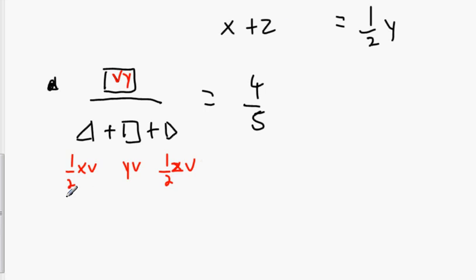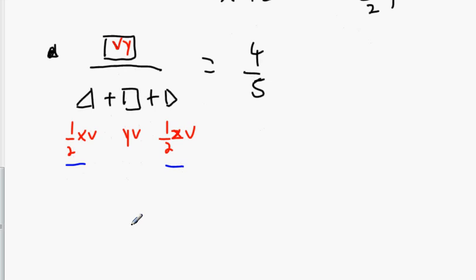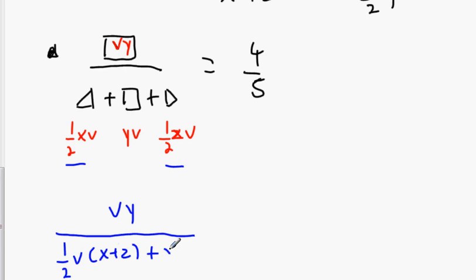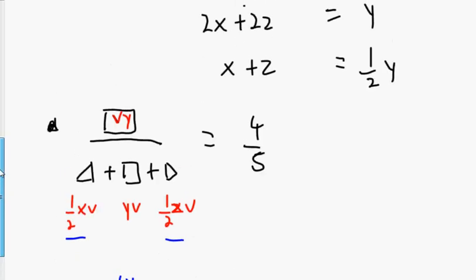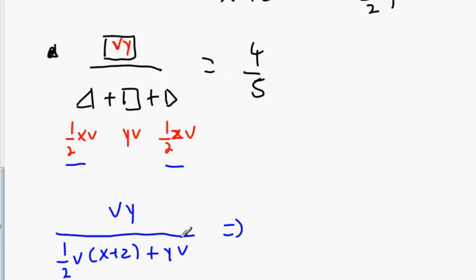Now, you're going to notice that what comes in front of the x and the z is the same coefficient of a half. So we're going to get vy divided by, I'm going to group it like this, a half v into x plus z, plus yv. And what's x plus z again? x plus z is a half y. So this here is going to change to a half y.